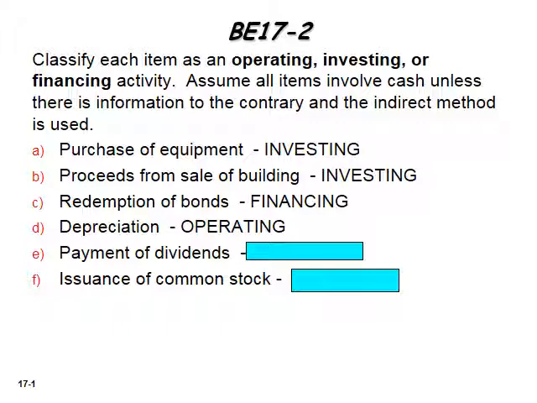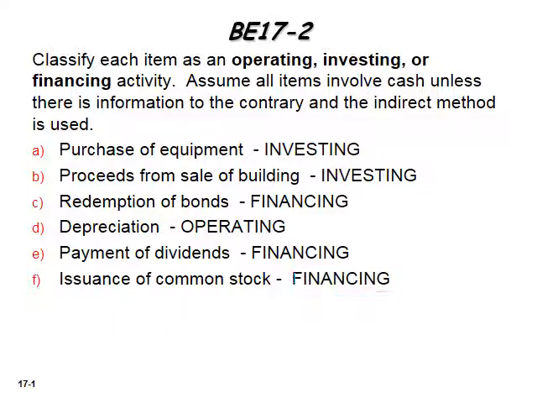So payment of dividends is a return of the value created to the investors, to the people who purchase capital stock. So it has to do with the capital stock. So it's a financing activity. And then issuance of common stock. That's a cash flow in for financing purposes.